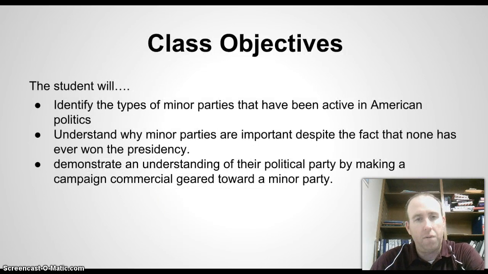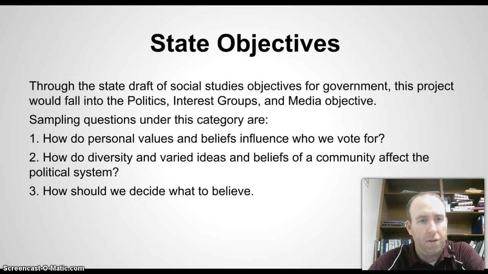There are 3 class objectives that I want to get through with this assignment. One, the student will identify the types of minor parties that have been active in American politics. Number 2, understand why minor parties are important despite the fact that none of them have ever won a presidential election. And number 3, demonstrate an understanding of their political party by making a campaign commercial geared toward a specific minor party. As you can see, with this assignment I'm going to focus more on minor parties than I am the 2 major political parties in the United States.